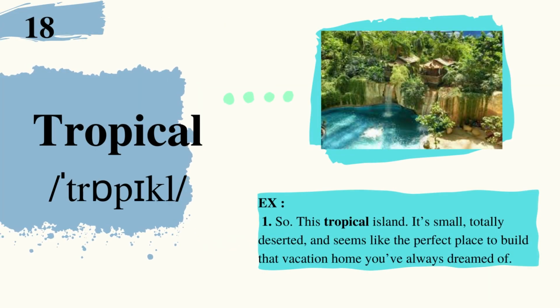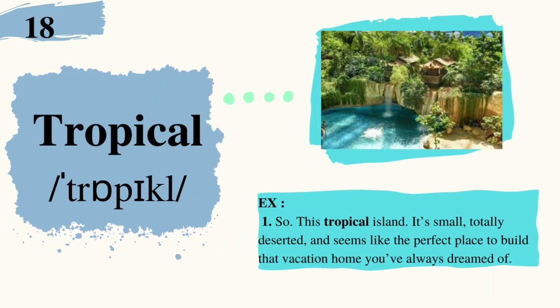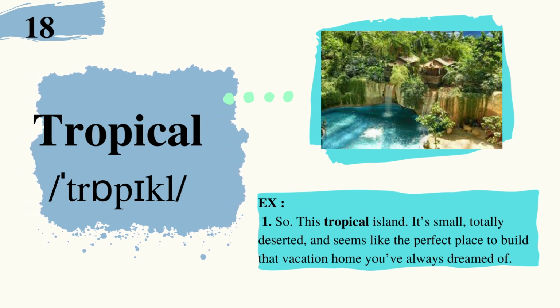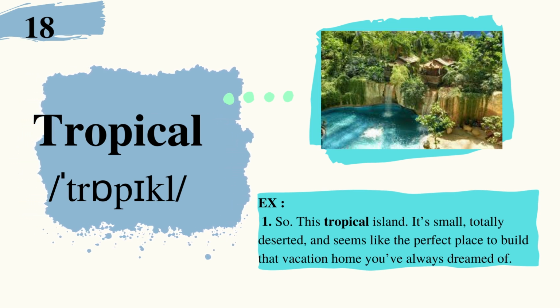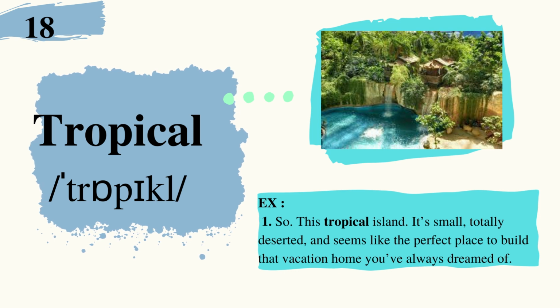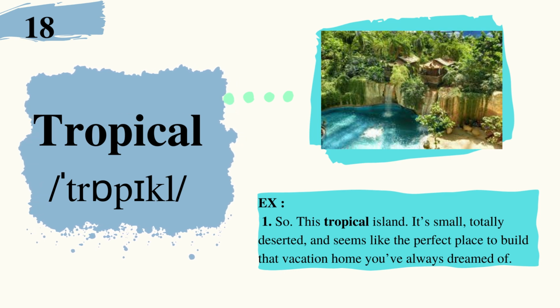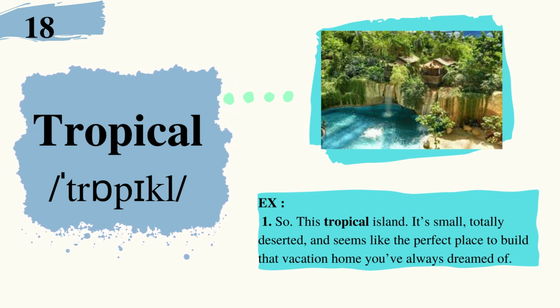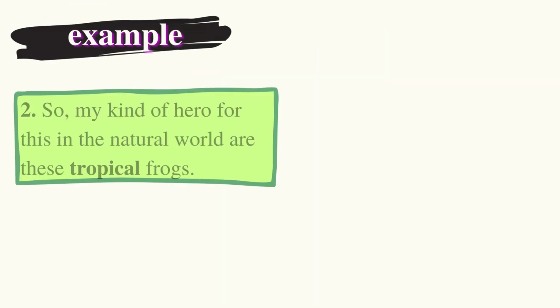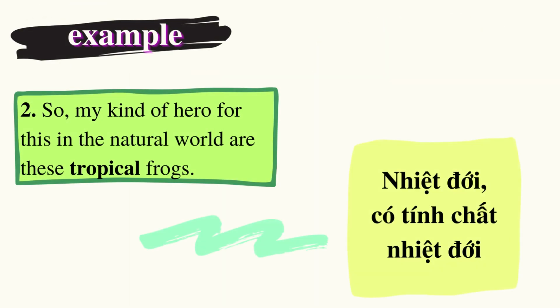18. Tropical. Example. So, this tropical island, it's small, totally deserted, and seems like the perfect place to build that vacation home you've always dreamed of. So, my kind of hero for this in the natural world are these tropical frogs.